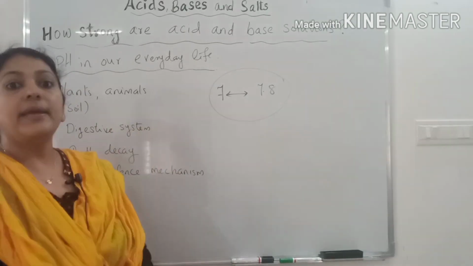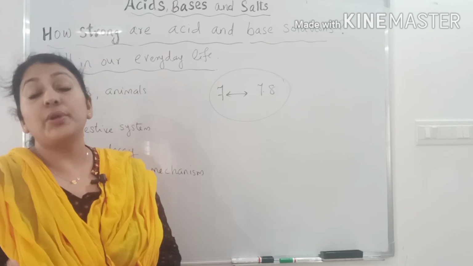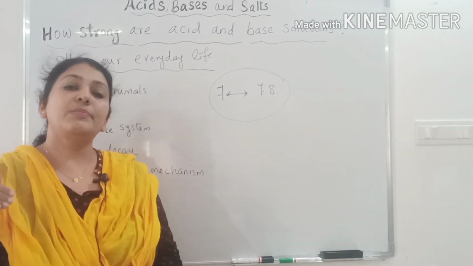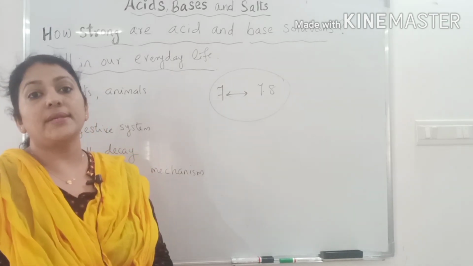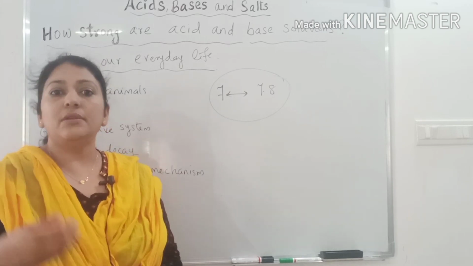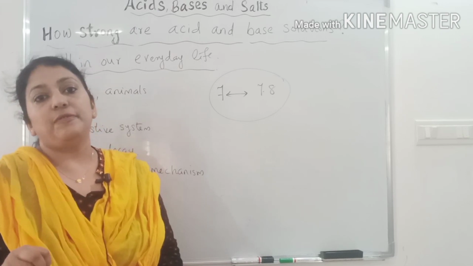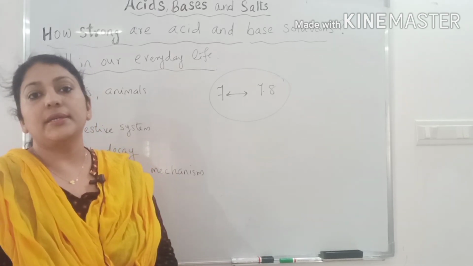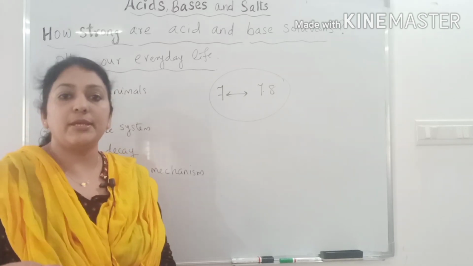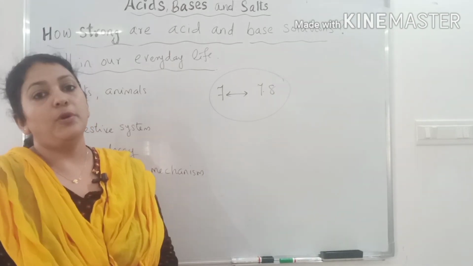And what about aquatic animals? Now you know that rain becomes acidic. If the pH of rain goes below 5.6, then we call it acid rain. Now, if it falls into rivers, ponds and other water bodies, what will happen? The life of aquatic plants, aquatic animals and aquatic organisms will become very difficult. So they are also very sensitive to pH change.